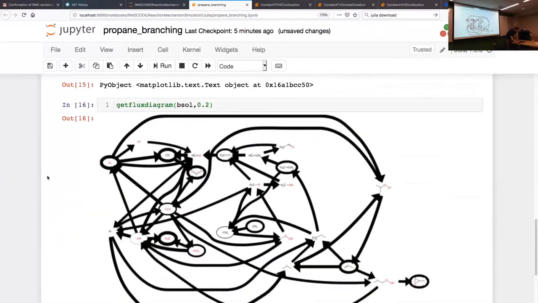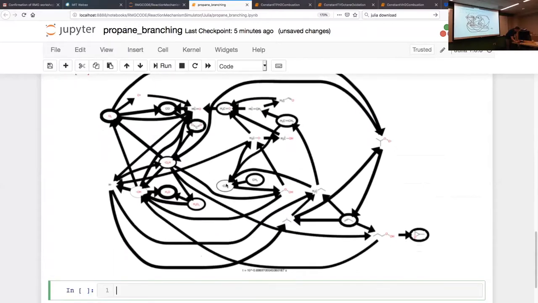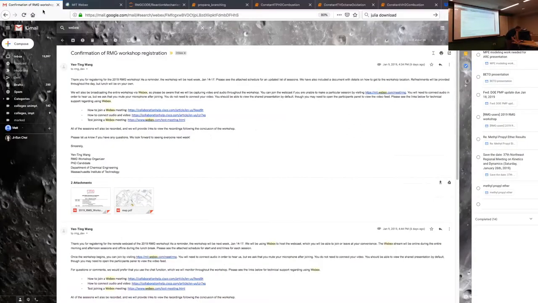Here we get a bit more interesting, complex diagram. More complicated, certainly. But anyway, I'll go over some quick stuff on simulating mechanisms.